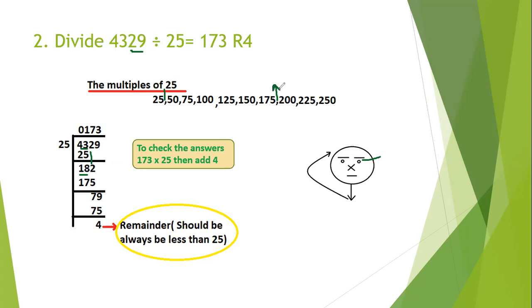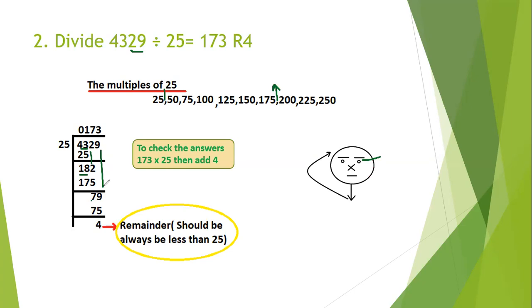Let's count how many multiples before 182. 1, 2, 3, 4, 5, 6, 7. So write 7, then multiply. 7 times 25 equals 175. Subtract, 7. Get down 9.